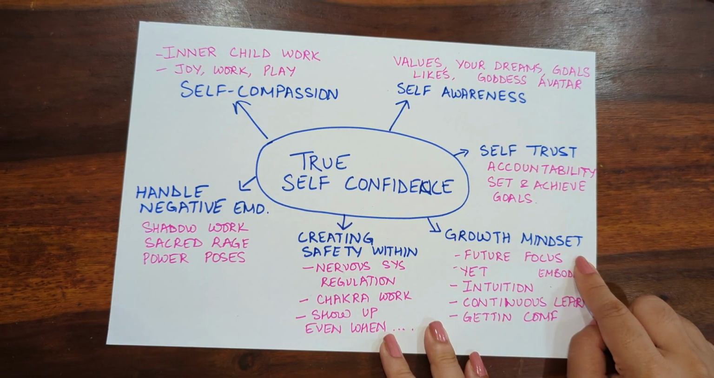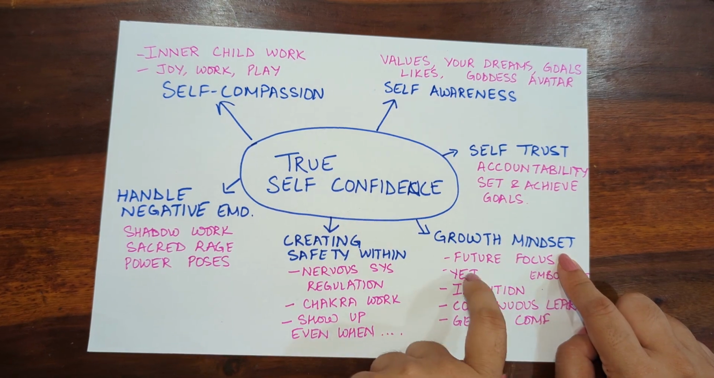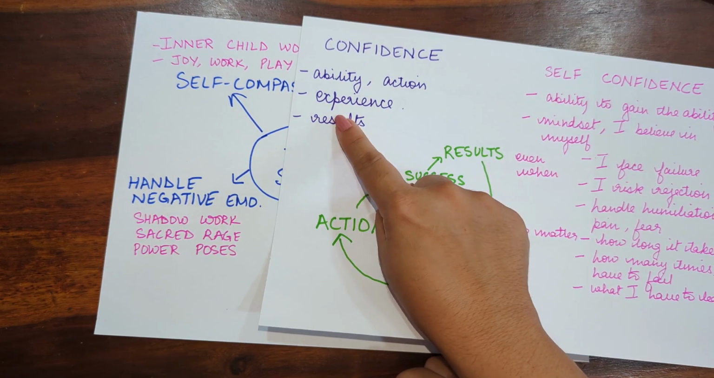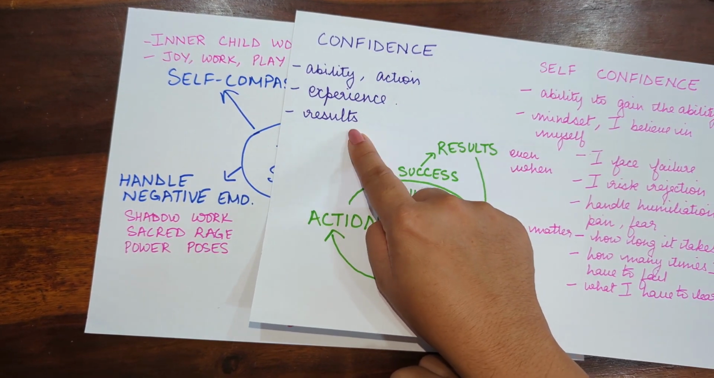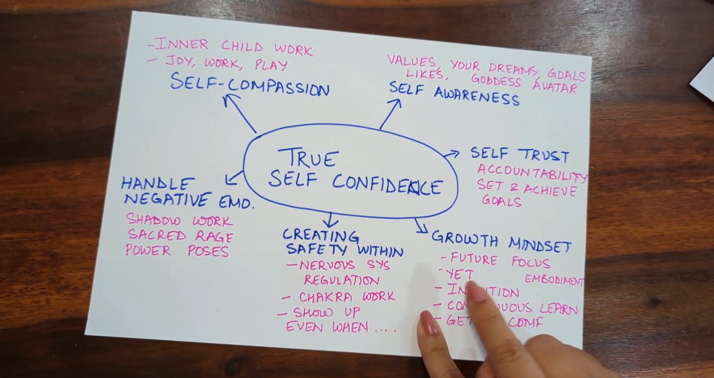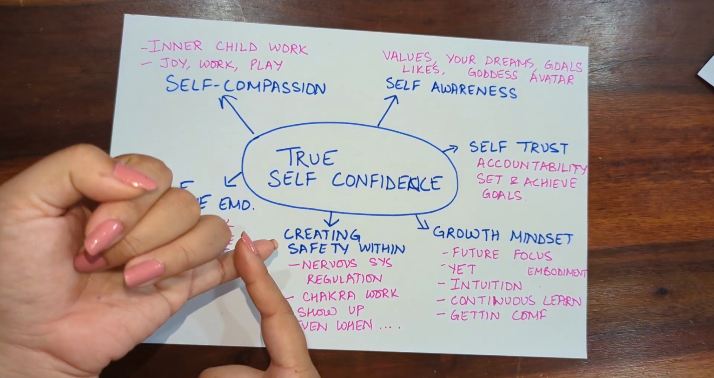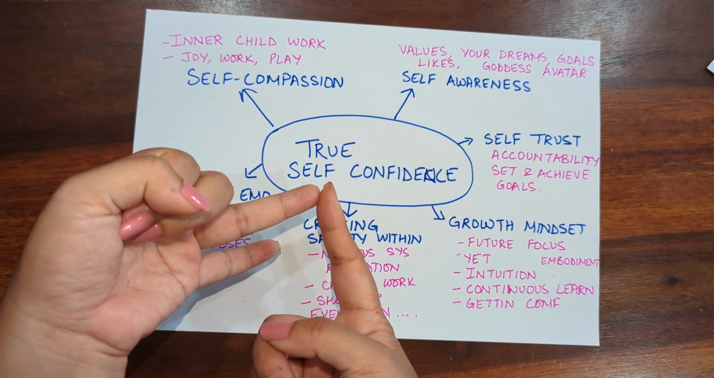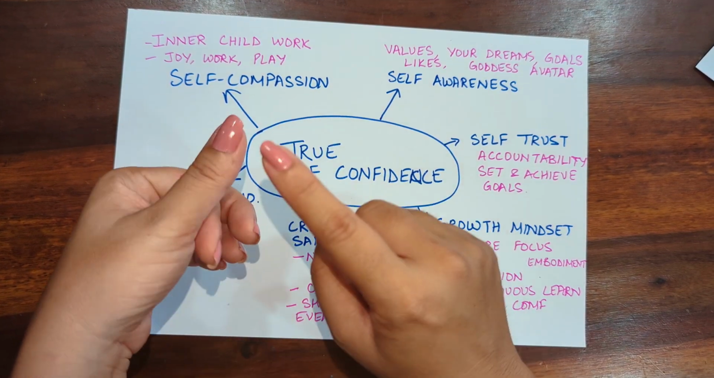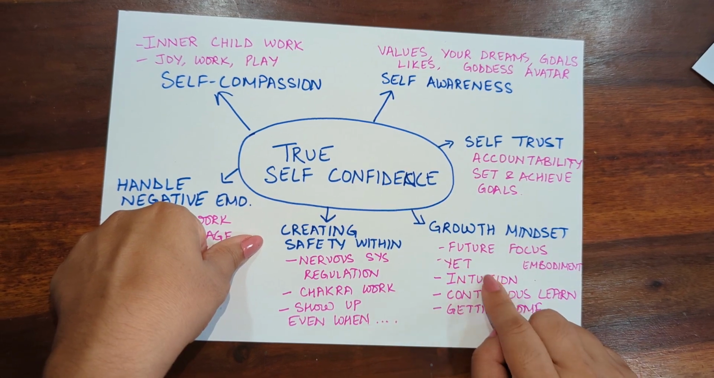The next thing is what I like to call growth mindset. And inside growth mindset, you are not depending on your previous abilities, previous actions, previous experiences, your past results, but you are concentrating on your future. So you have a future focus, and we add the word yet. So every time you say, but I am not a good public speaker, I am not a good surgeon, I don't have the results, I'm not making the money in my business, I am not getting the clients that I want, you add the word yet after you have said the sentence.